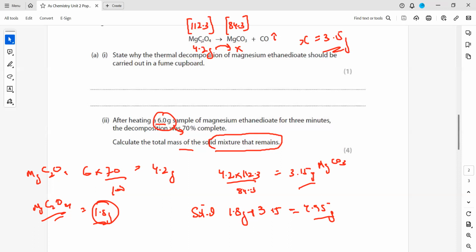And how much reactant will be left? Originally, we were using 6 grams of the reactant, but out of 6 grams, 4.2 has decomposed according to the question, 70%. So how much are we left with? 6 minus 4.2 equals 1.8. So 1.8 grams of the unreacted reactant and 3.15 grams of the formed product, but we need the total. So when we add the unreacted reactant and the formed product, we get the total mass of solid that is left at the end. Is it clear?